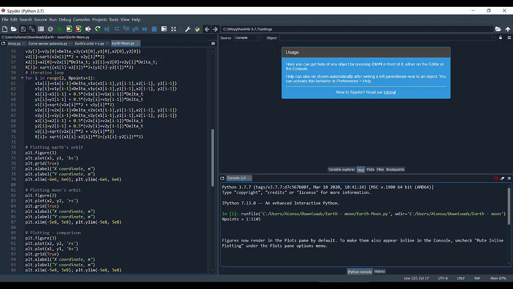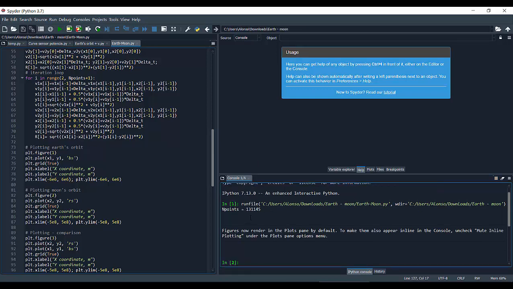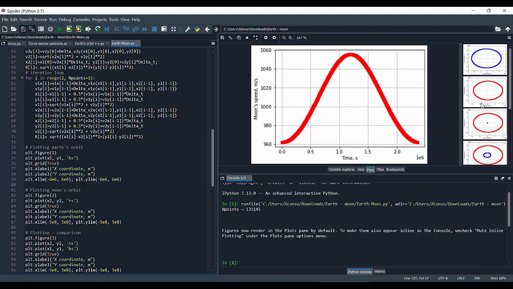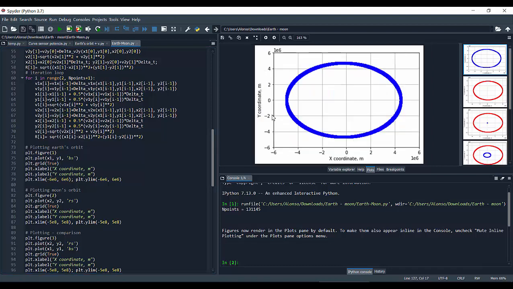Here is the number of points that we are calculating. It's around 131,000 points. And then we can go to plots and see the different results. Let's start from the beginning. Here we have the orbit corresponding to the Earth in blue. So remember that this is the trajectory that is followed by the center of the Earth.